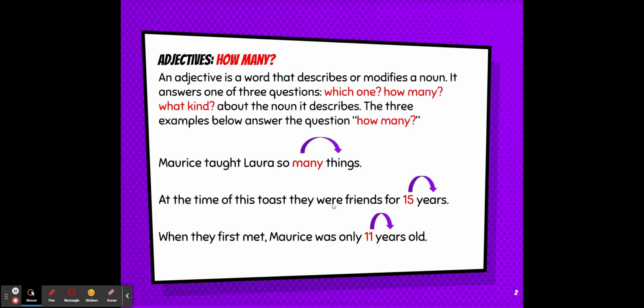At the time of this toast, they were friends for 15 years. 15 is modifying the word years. When they first met, Maurice was only 11 years old. 11, again, is modifying the word years.